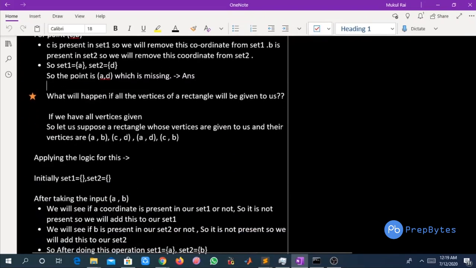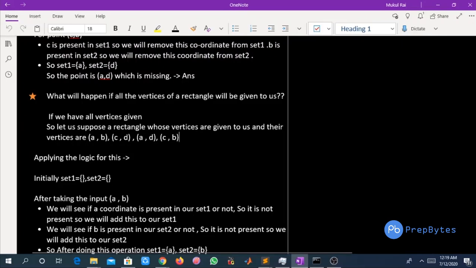So what will happen if all the vertices of a rectangle are given to us? What will be present in set 1 or set 2 after processing all the vertices of that rectangle? Let us suppose a rectangle with vertices a comma b, c comma d, a comma d and c comma b. All these 4 vertices are given to us.